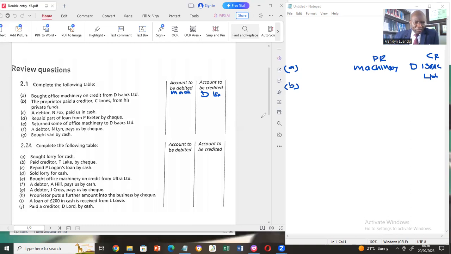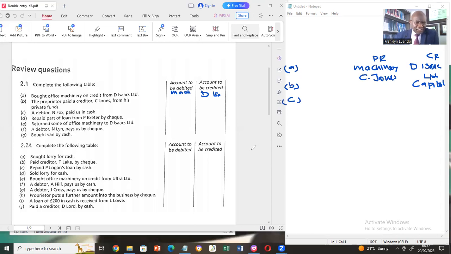The proprietor paid a creditor, C. Jones, from his private funds. So C. Jones is receiving, so debit C. Jones. The proprietor is the owner of the business. When he uses his private funds, that is capital. So capital is giving, the capital account.